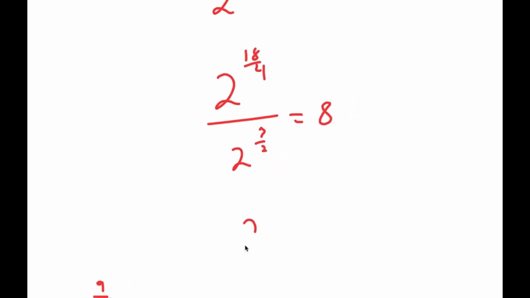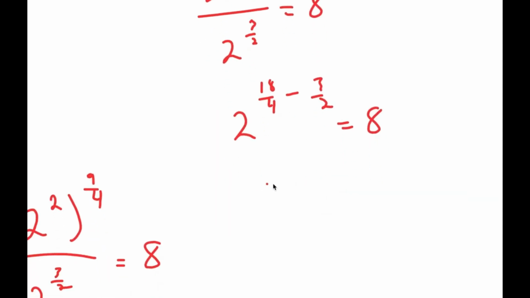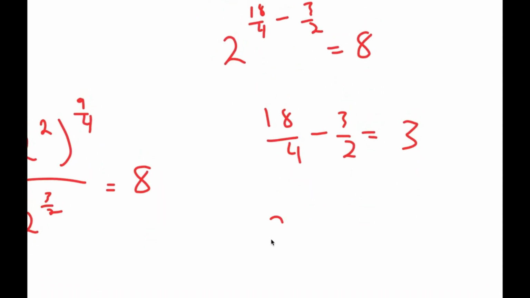So now I get 2 to the power of 18 over 4 minus 3 over 2 is equal to 8. 18 over 4 minus 3 over 2 is equal to 3. So I get 2 to the power of 3 is equal to 8, and 8 is equal to 8. So this is right.